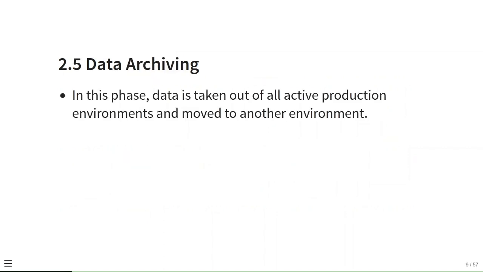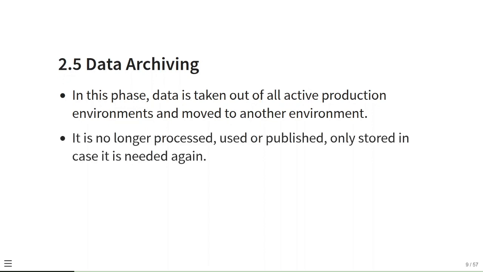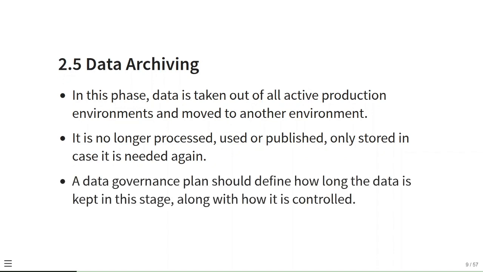In the data archiving phase, data is taken out of all active production environments and moved to another environment. It is no longer processed, used, or published, only stored in case it is needed again. A data governance plan should define how long the data is kept in this stage, along with how it is controlled.